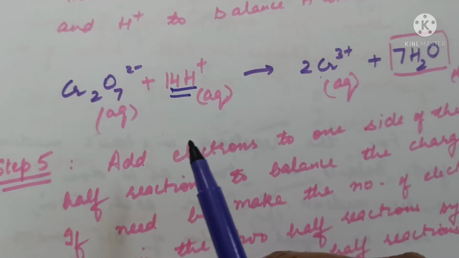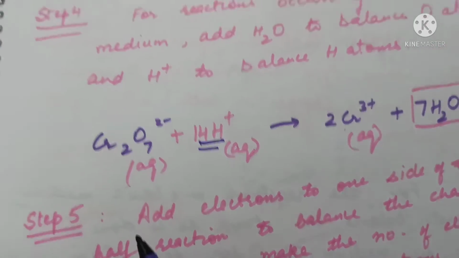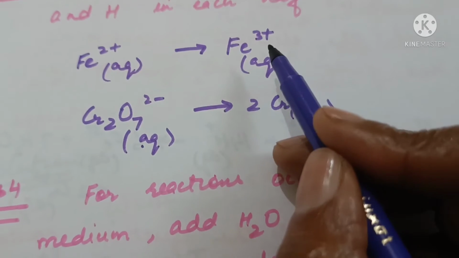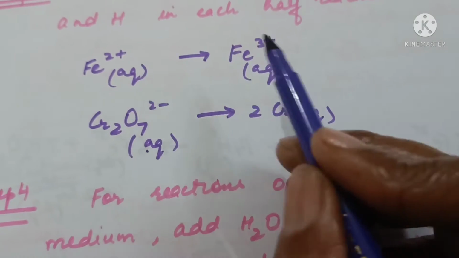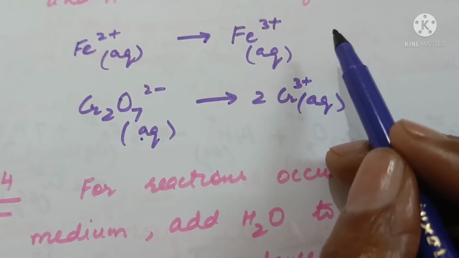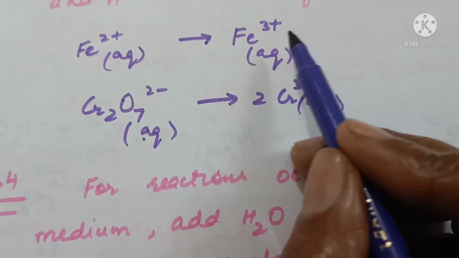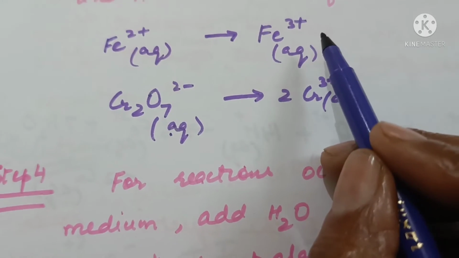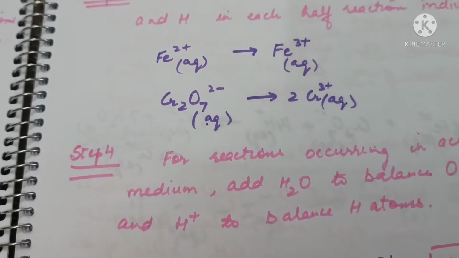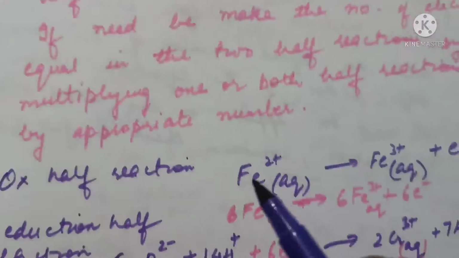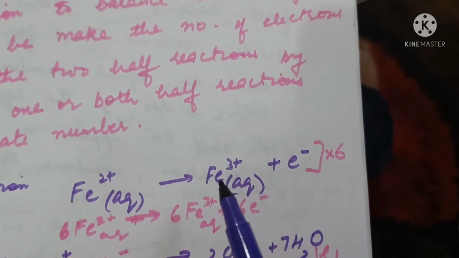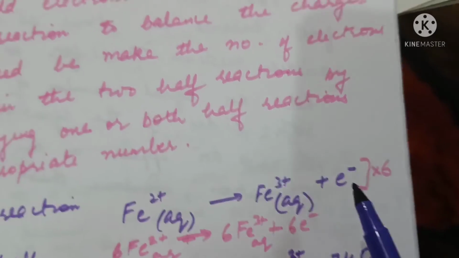Next is to balance the charges. Here there are 2 positive charges, and here there are 3 positive charges. To balance the charges, we will add electrons. If we add 1 electron here, the number of positive charges on the right hand side will become 2, which is there on the left hand side also. So this equation becomes Fe2+ gives Fe3+ plus 1 electron.